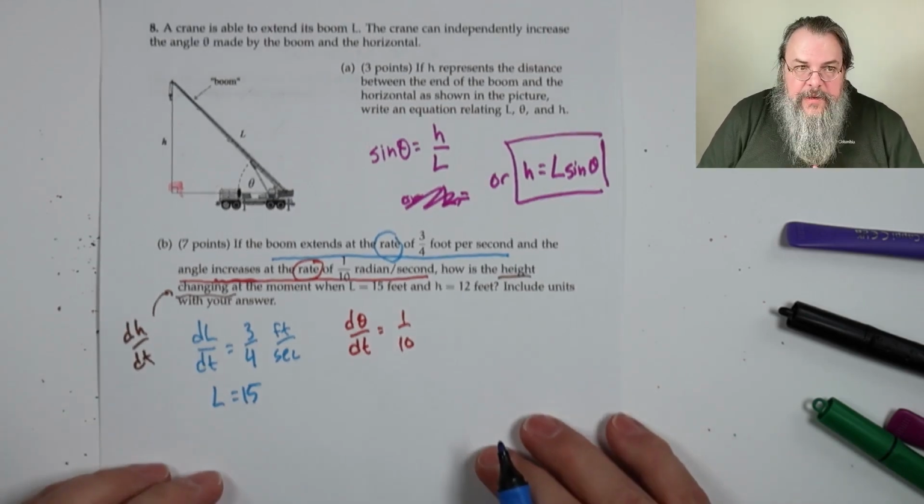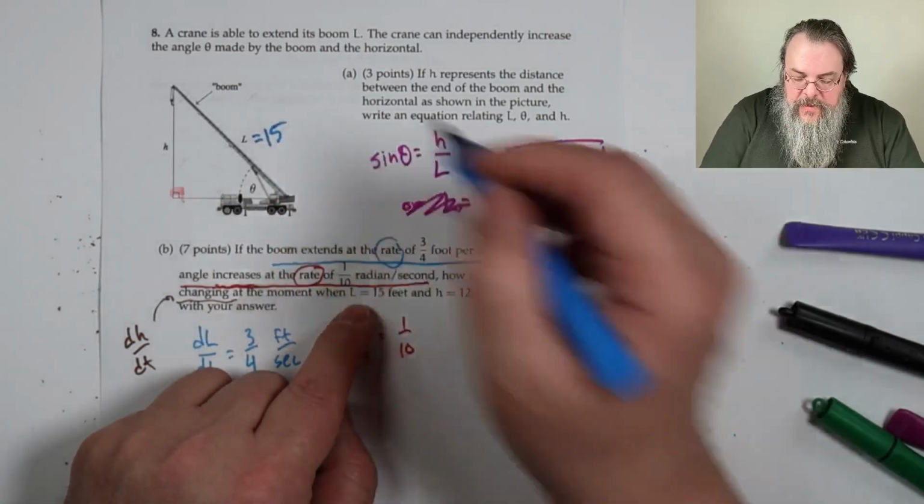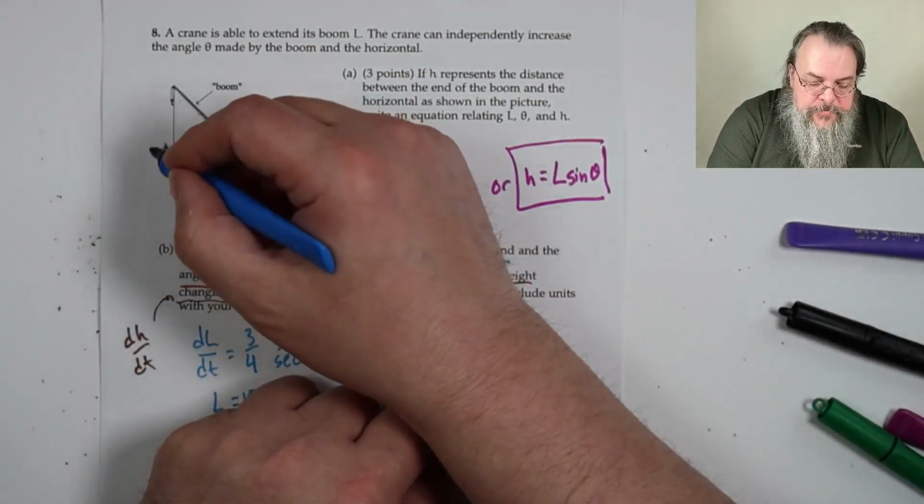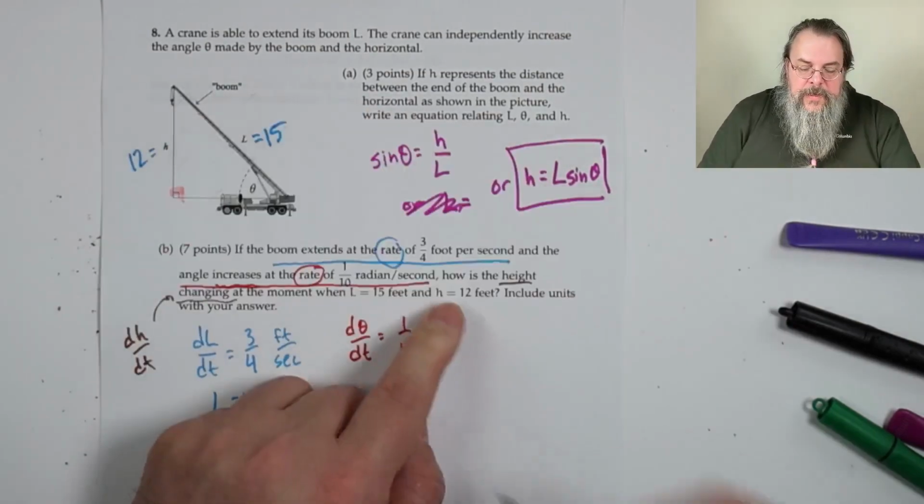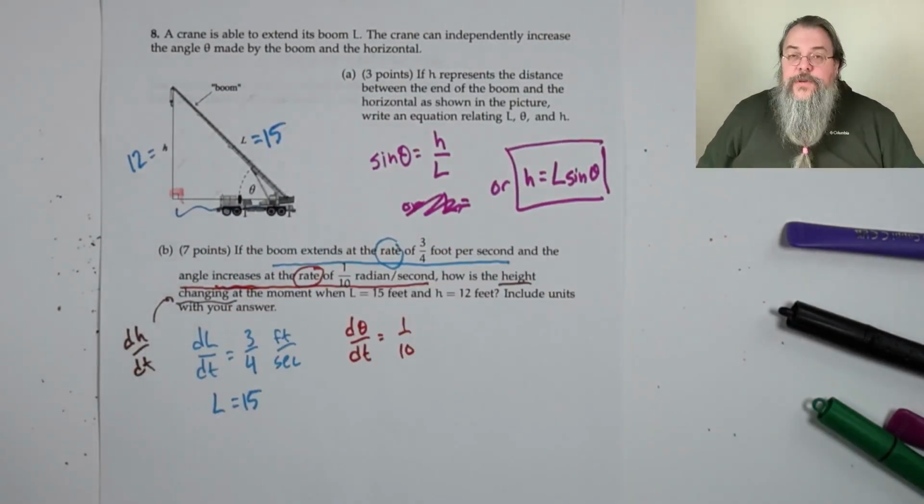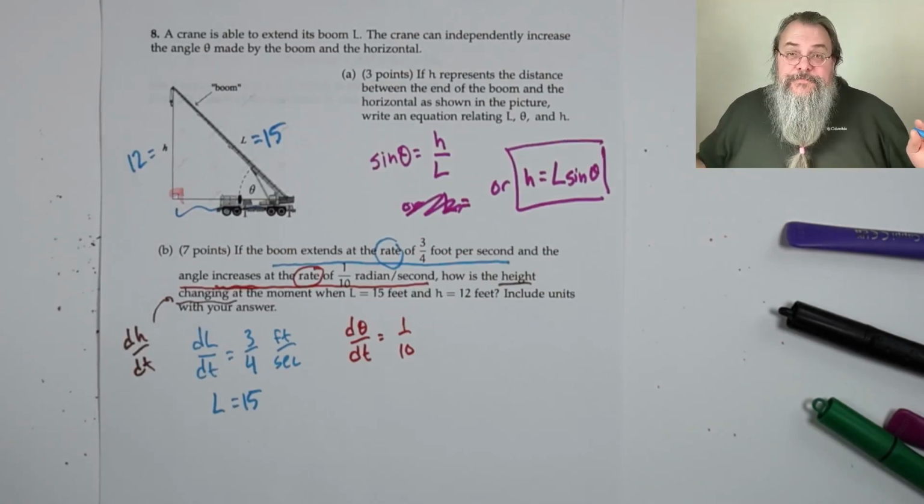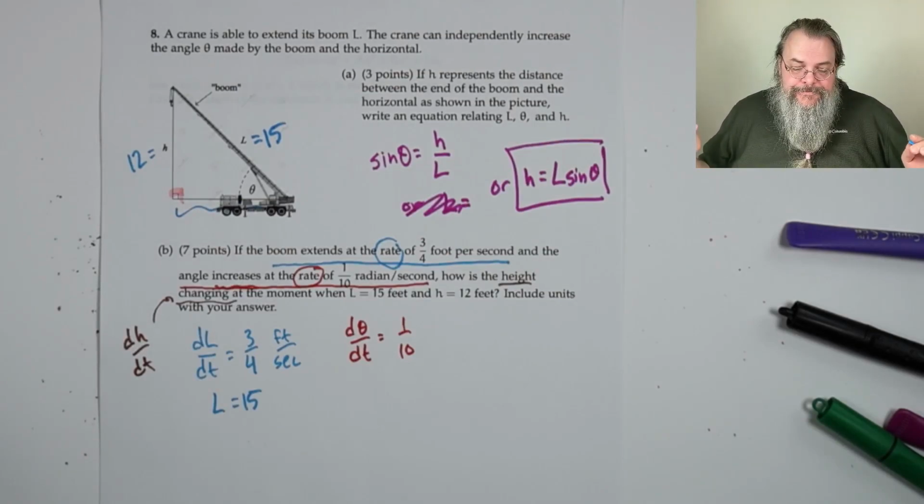Well, let's make a couple of notes here. Let's come back up to this triangle. L is 15. H is 12. Could we find this length? Just humor me for a second. Humor me for a second. I think we can. How do we do it?